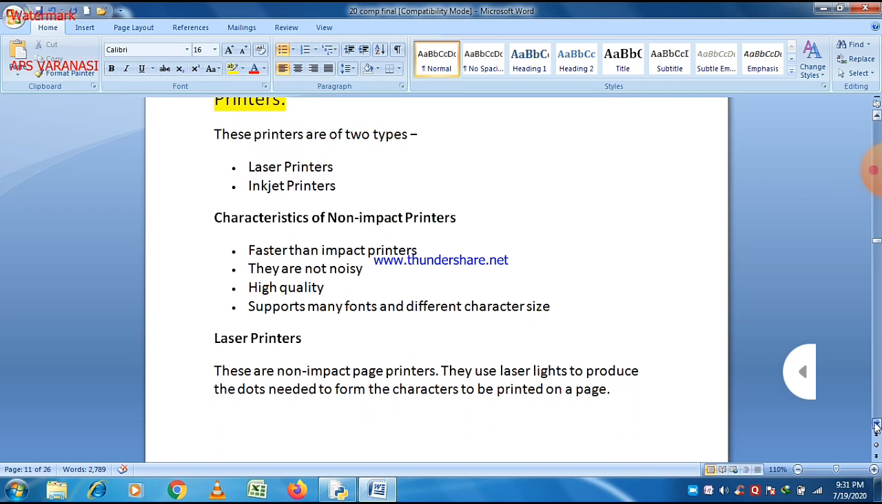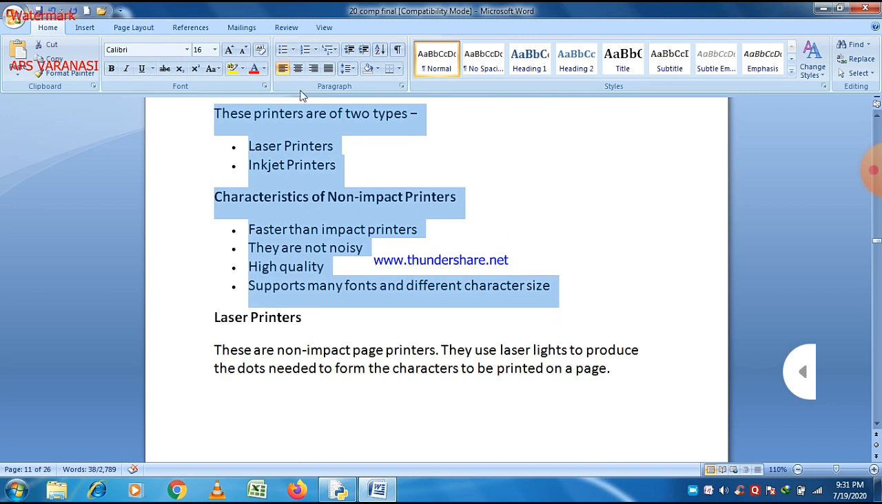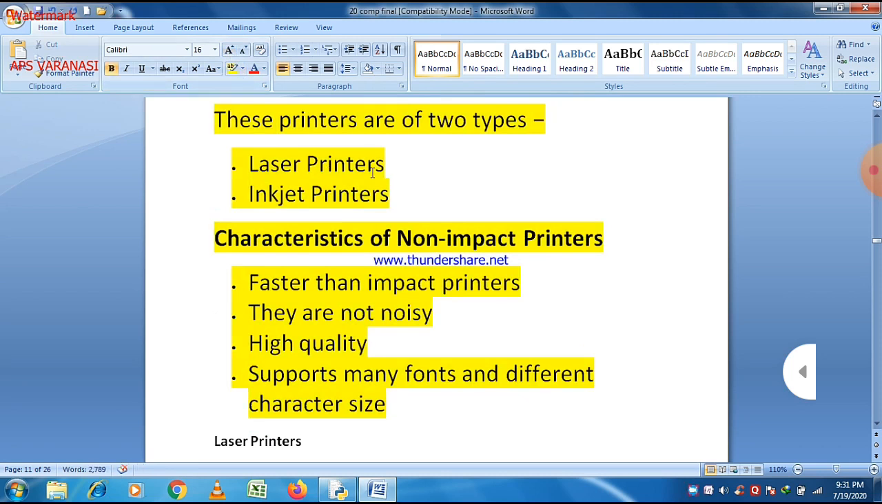As we can see in a dot matrix printer, everything is written in the form of dots, so good quality is not there. Non-impact printers support many fonts and different character sizes. It is most important that they support different types of fonts and different character sizes. So these are the basic characteristics of non-impact printers.